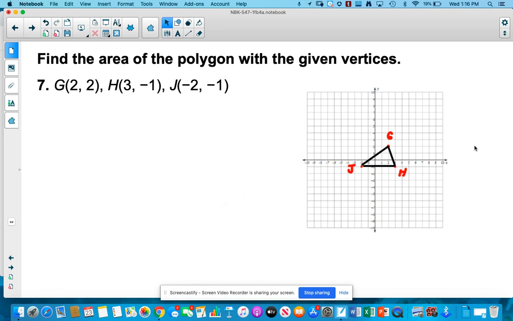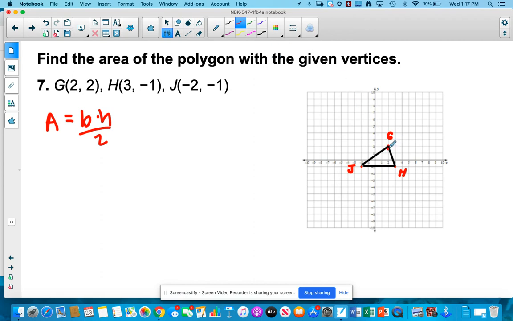Okay, so in this problem, we need to find the area of the polygon with the given vertices. I went ahead and already plotted this out. If we have to find the area, and we know this is a triangle, we know the area equals base times height divided by 2.